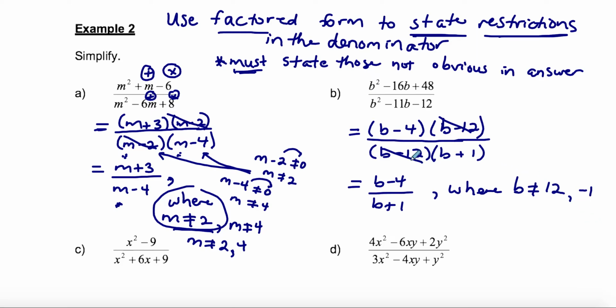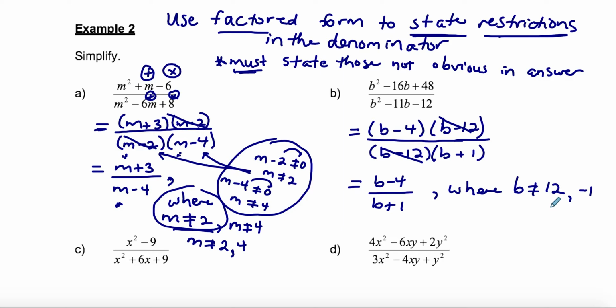So basically we're flipping the signs, right? Think about what we did over here. We ended up flipping the signs because you're trying to solve. So if b minus 12 can't equal 0, that means b can't equal positive 12. B can't equal -1. -1 plus 1 is 0.